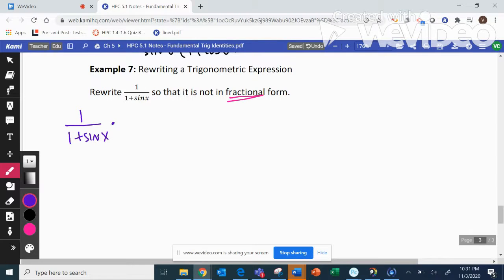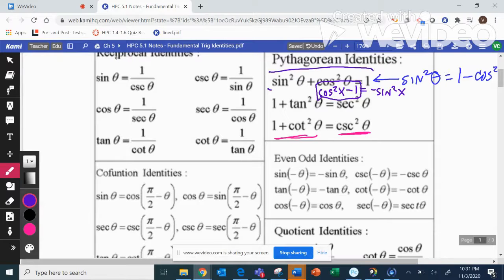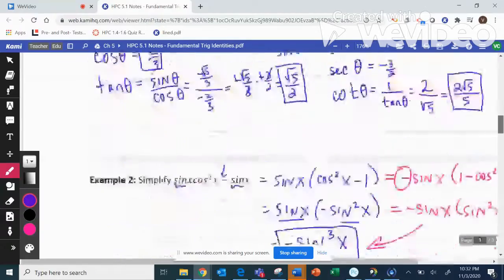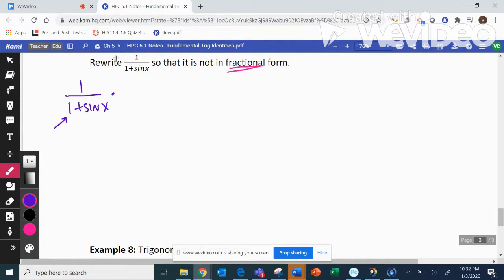I'm going to multiply by a value of 1 that's going to change this 1 plus sine x into an identity that we can recognize. Since it says 1 plus sine x, and I go back up to my identities, that's a lot like the first Pythagorean identity. If I could make it into 1 minus sine squared x, I could replace that with cosine squared x. So in order to do that, I'm going to multiply the top and bottom by 1 minus sine x.